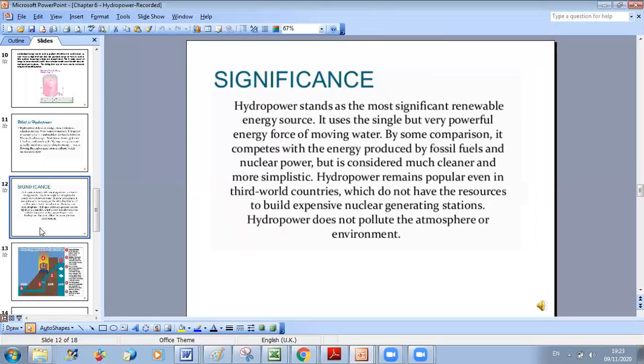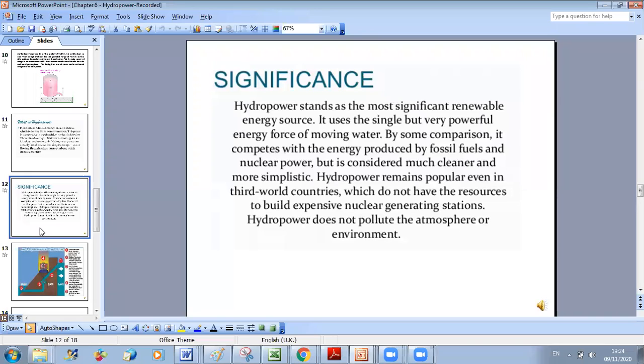And hydropower is one of the most important renewable energy sources because you know that water is widely available, it's renewable, and using water will not lead to pollution and will have no harmful effect on the environment. And it uses the single but very powerful energy force of moving water.